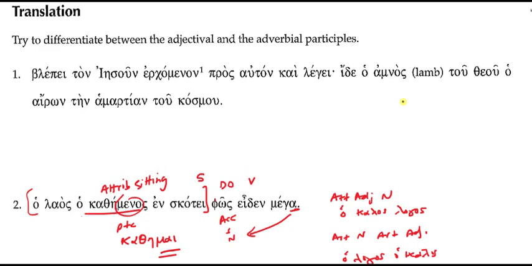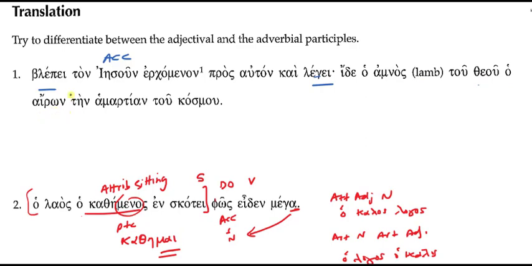Okay, let's look real quickly at number one. Blepei ton Iēsoun, probably historical present. He saw Jesus, right? Or is this Jesus saw? He saw Jesus because Jesus is accusative case. He saw Jesus erchomenon, coming pros auton, to him, kai legei, and said, both of these are historical presents here, I would venture to say, ide ho amnos, behold the Lamb, tou theou, of God, ho airōn.